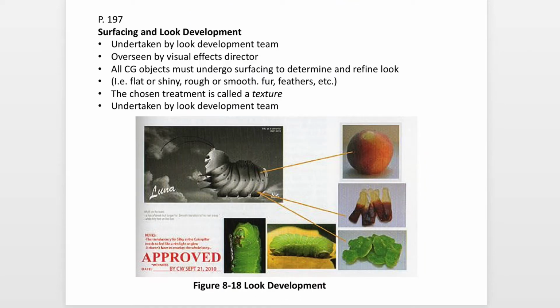Page 197, Surfacing and Look Development. It's undertaken by the Look Development Team, overseen by the Visual Effects Director. All computer graphic objects must undergo surfacing to determine and refine the look. For example, flat or shiny, rough or smooth, fur, feathers, and so on. The chosen treatment is called a texture. And on Figure 8-18, you see Look Development in development.